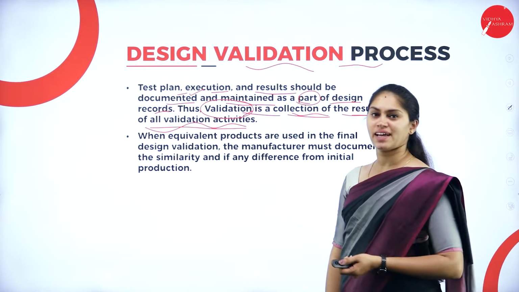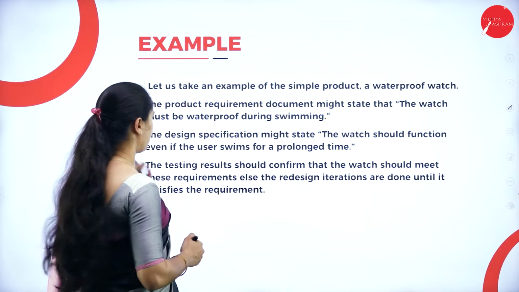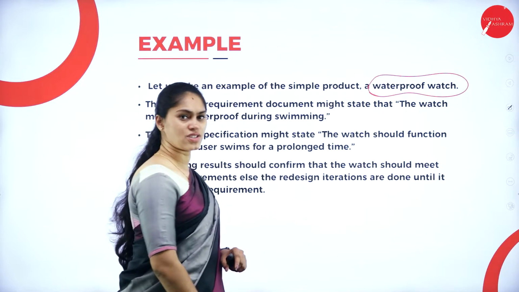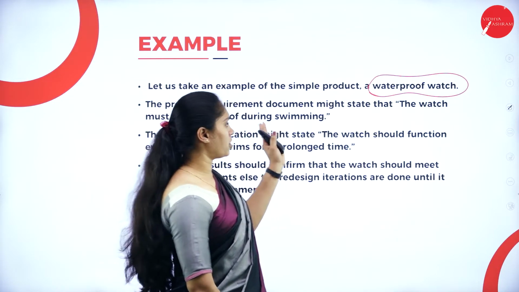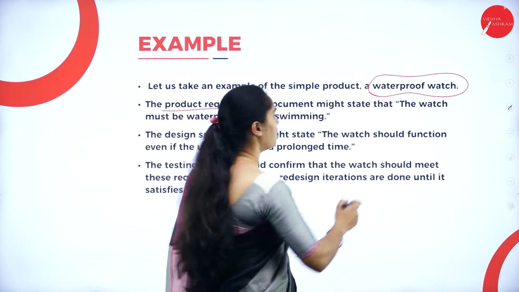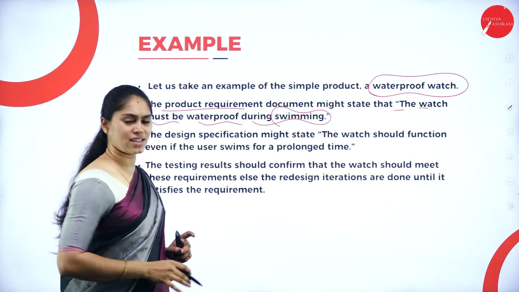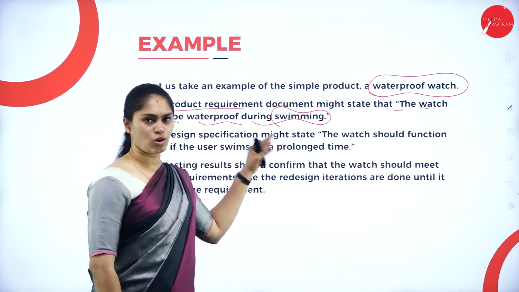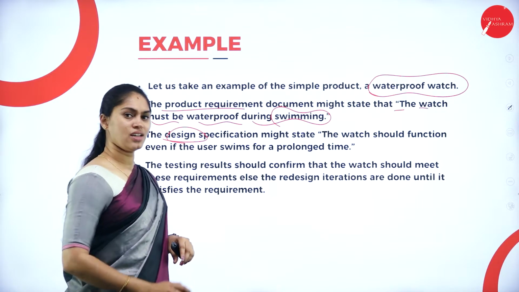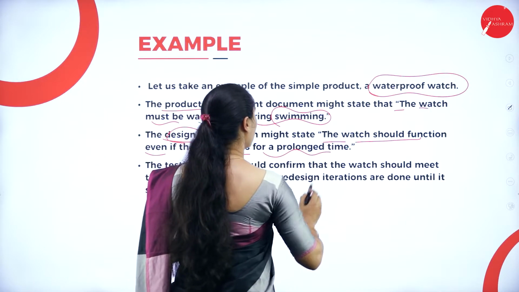Next, you can see one example to help you understand how this validation process takes place. Let me consider one simple product, a waterproof watch. So, here we have a product called a waterproof watch. What is the product requirement here? The watch must be waterproof during swimming. When we are inside water, at that time the watch needs to be waterproof. That is the requirement. Then what will be done in the design specification? That specifies that the watch should function even if the user swims for a prolonged time.